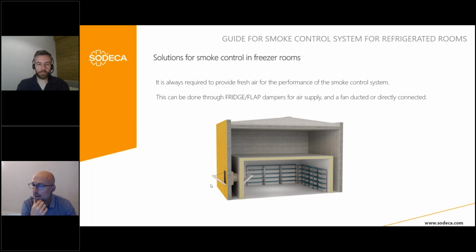It is always required to provide fresh air or make-up air for the performance of the smoke control system. This can be done by doors or natural vents at low levels of the chamber, but it also can be done through fridge flap dampers with a fan, either ducted or directly coupled to the fridge flap. Here we have the fridge flap, and in this case we have a fan, and sometimes maybe we need a duct here, or we can couple the fan directly with the fridge flap.